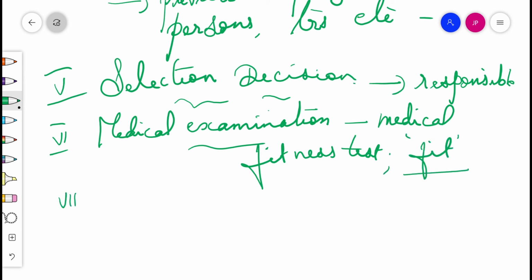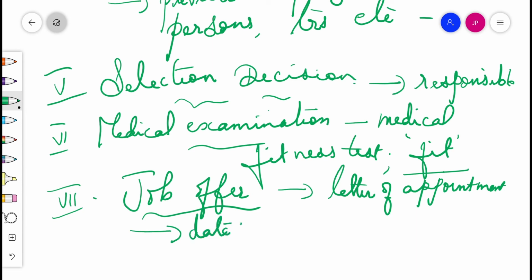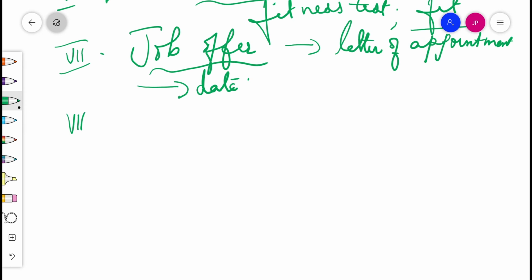The seventh step is job offer. The next step in the selection process is job offer to those applicants who have passed all the previous hurdles. Job offer is made through a letter of appointment, and the candidate is asked to confirm his acceptance. Such a letter generally contains a date by which the appointee must report on duty. The appointee must be given reasonable time for reporting. The last and final step of the selection process is contract of employment.